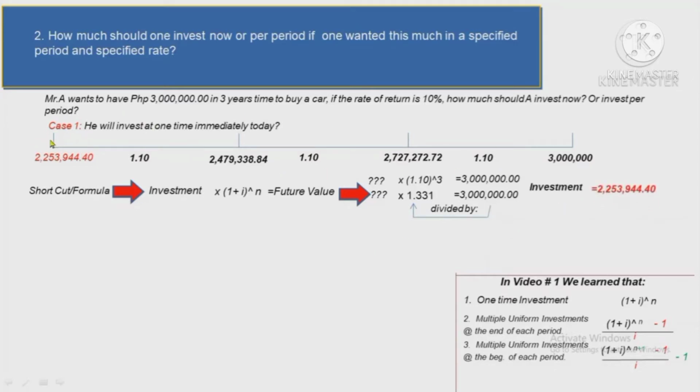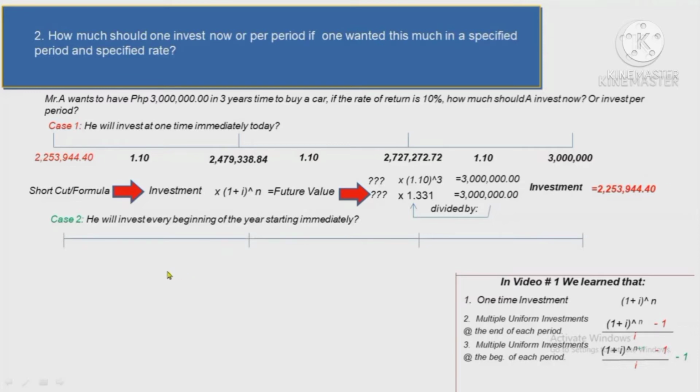To master the topic, let's have case number 2 and assume he will invest every beginning of the year starting immediately. So let's go to the timeline analysis. Of course, you're going to invest 3 times. One here, another one here, and another one right here. And after 3 years, we still want to have 3 million pesos because we want to buy a car. Now, we are still going to use the 1.10 because the rate of return is unchanged. So in order to get the answer, divide 3 million by 1.10.